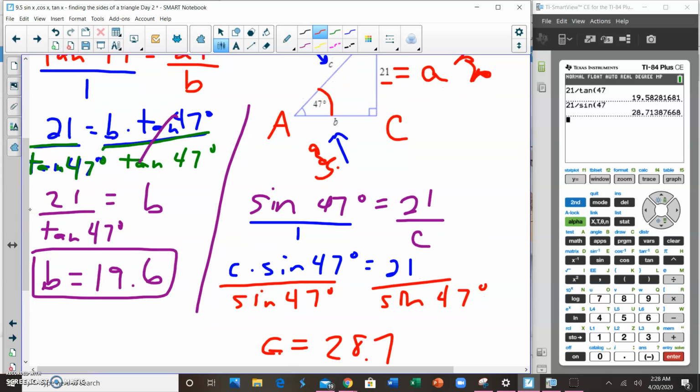So now I'm going to look up above and make sure that makes sense. Okay, so if C is approximately 28.7, these two sides are not the hypotenuse, they have to be smaller than that. So that's a 19.6 and a 21, so that'll work. All right, I'm going to get under 15 minutes here.